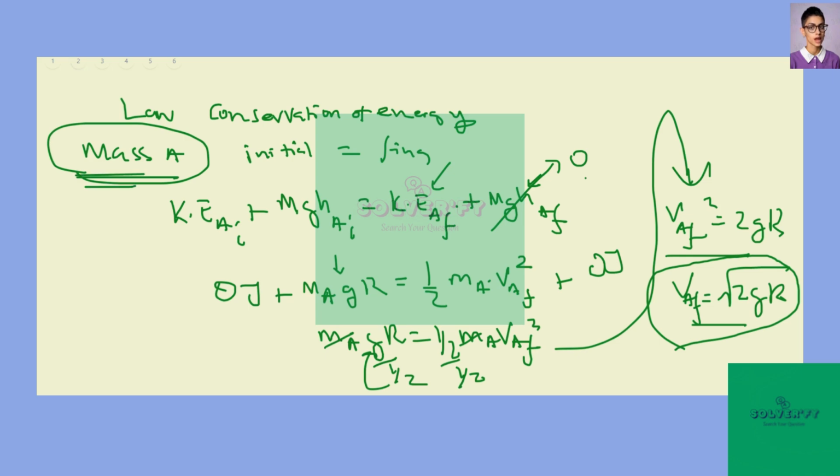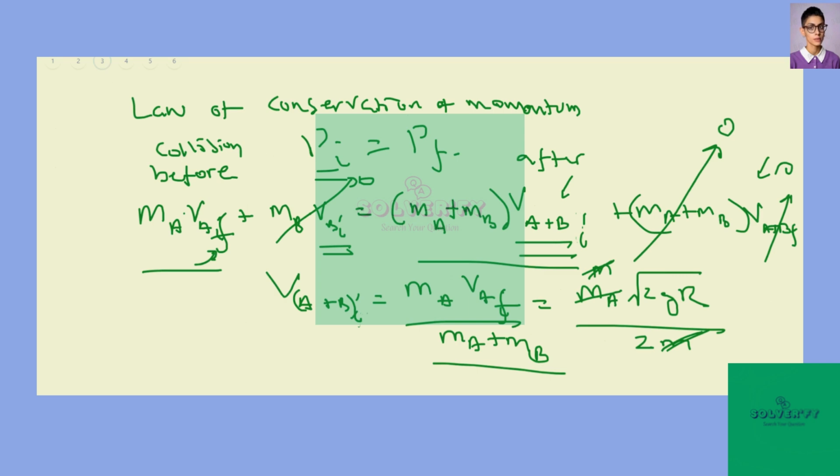And so here we focus on mass A. The initial kinetic energy is 0 because it's not moving, since its initial velocity is 0. But the initial potential energy, because it's elevated a distance of r, is going to be m_a g r. The final potential energy is 0. It does have a final kinetic energy just before collision, and so we get the final velocity, which is radical 2gr. Then we use the law of conservation of momentum of the system before and after.